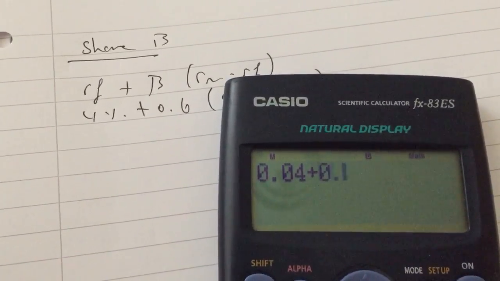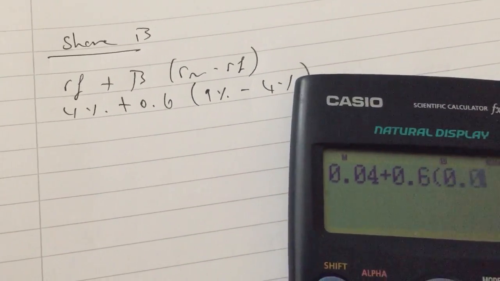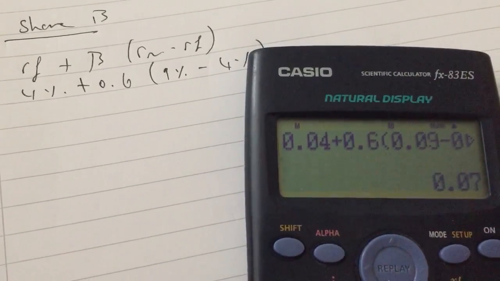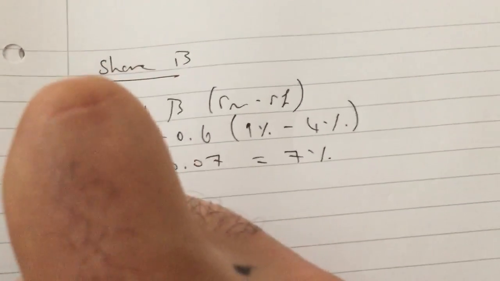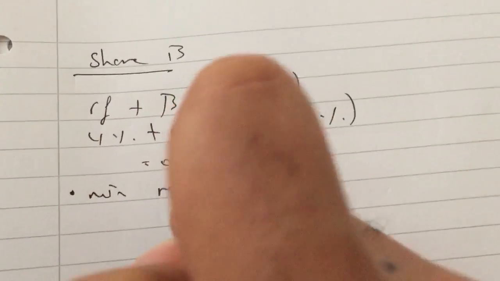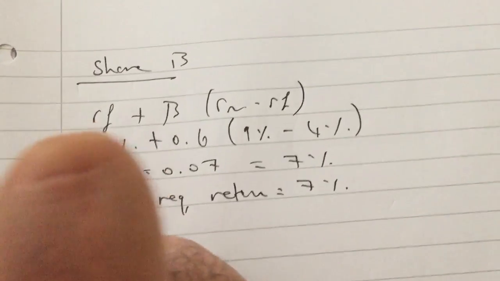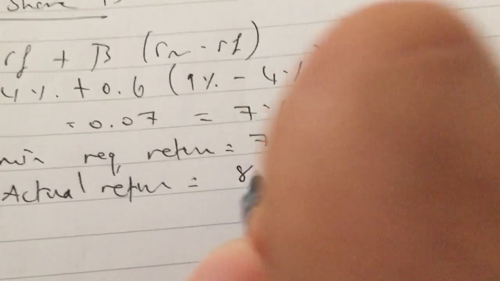0.04 plus 0.6, which is beta, multiplied by RM, return of the market, 0.09 minus 0.04 equals 0.07. So it equals 7%. So what have we worked out? We've worked out that the minimum required return equals 7%. And the actual return, what have they given us in the question? The actual return is 8%.